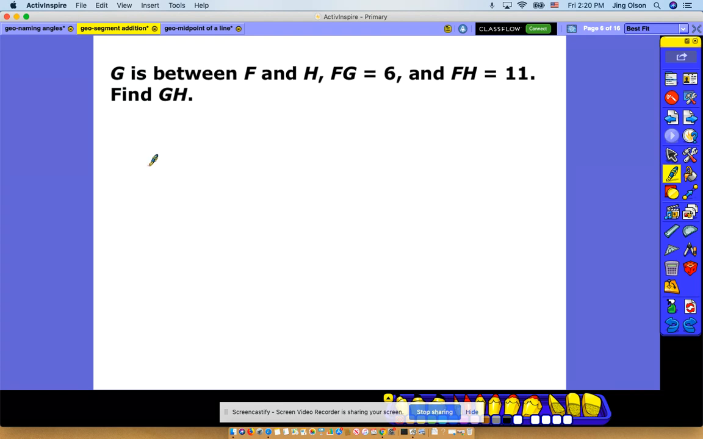In geometry, a lot of times you have to draw a picture if there isn't one. If you don't draw a picture, it's really hard to visualize and find the answer. So for this one, I'm going to draw a picture. G is between F and H. So you're going to have your picture, okay? This is F and H, and G is between. Between does not mean right in the middle, okay? It means somewhere in between.